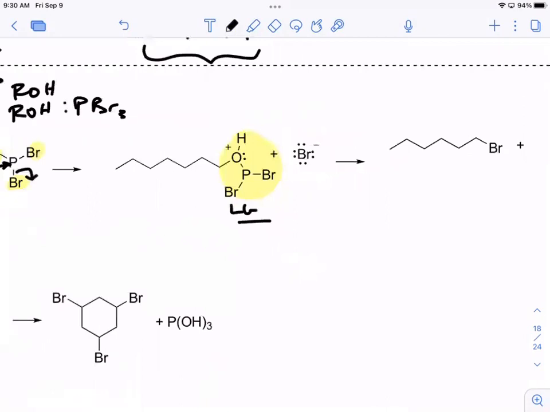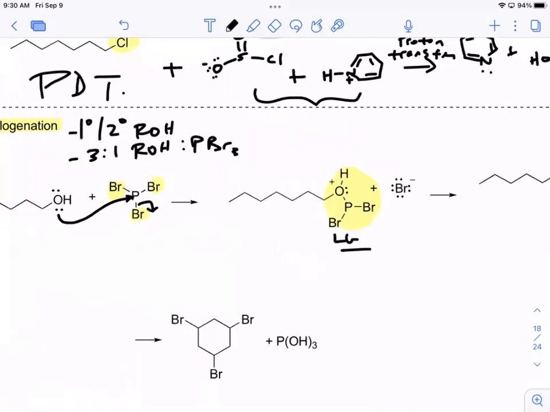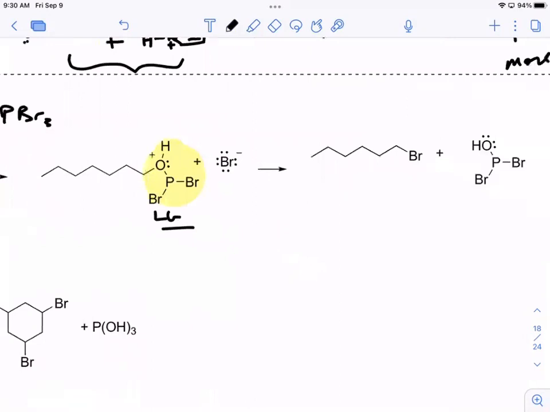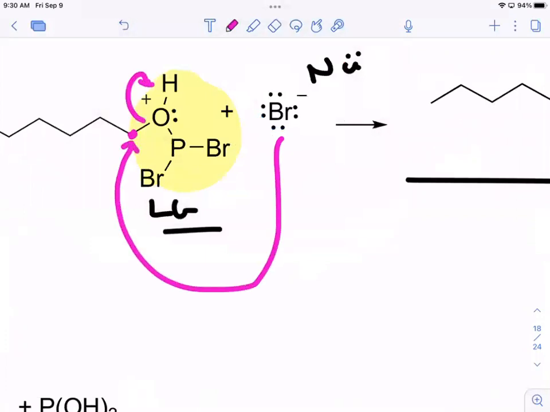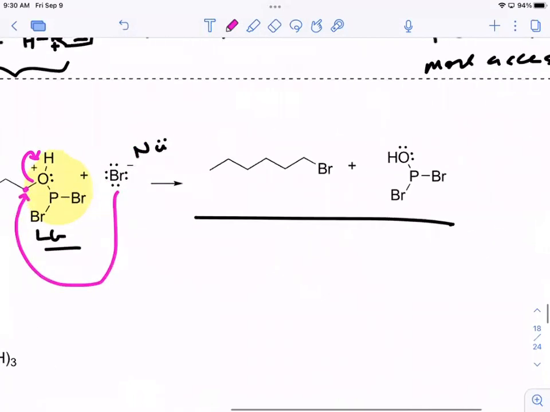How do I go from this intermediate, where I have the leaving group, to the product? What would you do? Just like the last one. The bromine is going to attach to the carbon that's connected to the oxygen. Yes, because, like you said, bromine is my nucleophile. It's going to attack here and kick off the leaving group. That's how we get to the product. So this is my product.